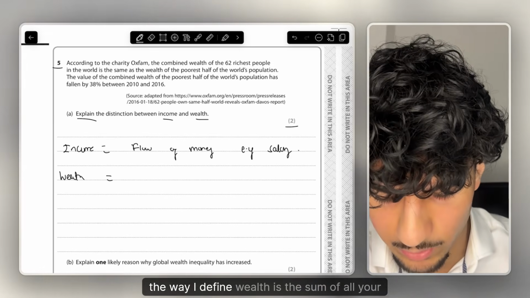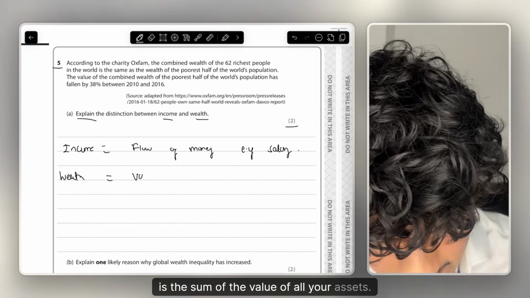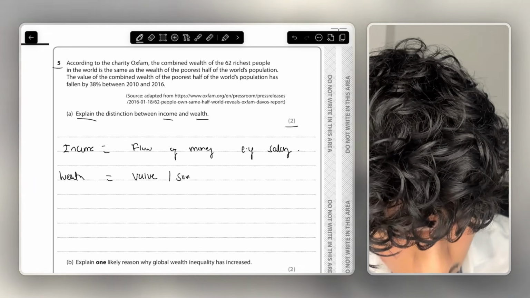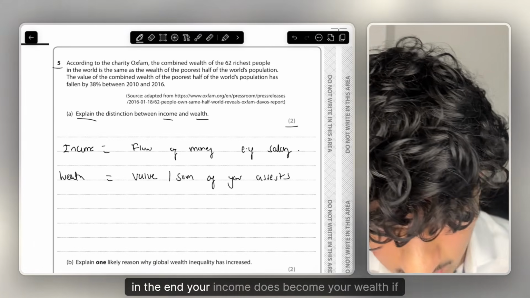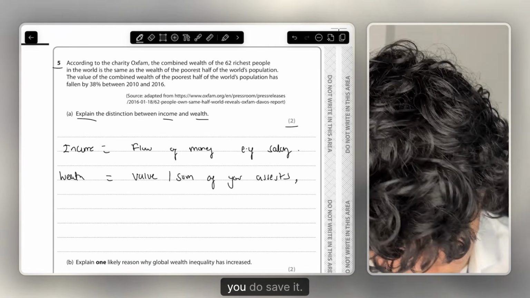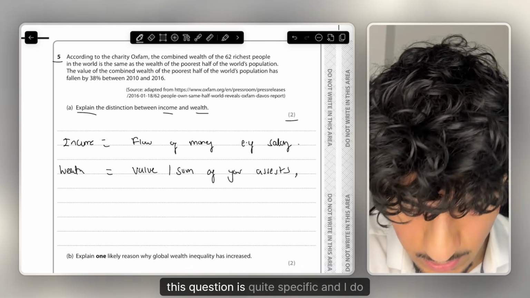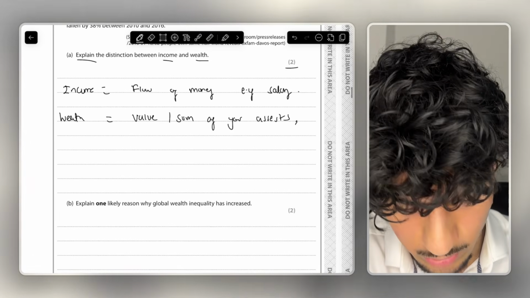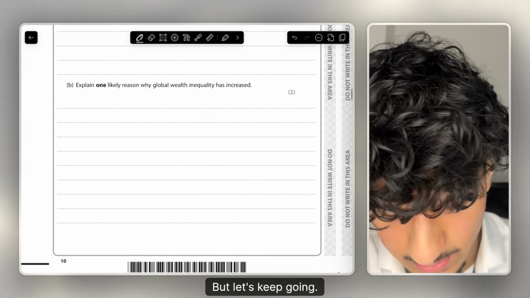Income, the way I define wealth, is the sum of all your assets. It's the sum of the value of all your assets. Of course, in the end, your income does become your wealth if you do save it. And to be fair, this question is quite specific, and I do understand that some students could have dropped marks here because of how specific these definitions can be. But yeah, let's keep going.